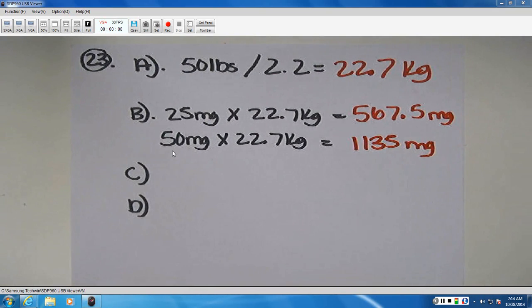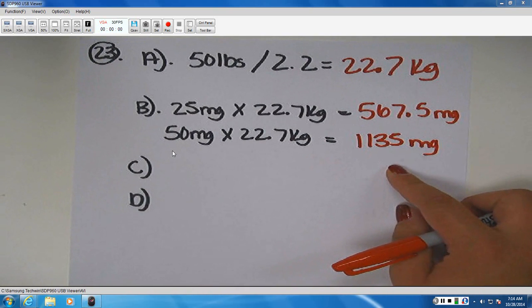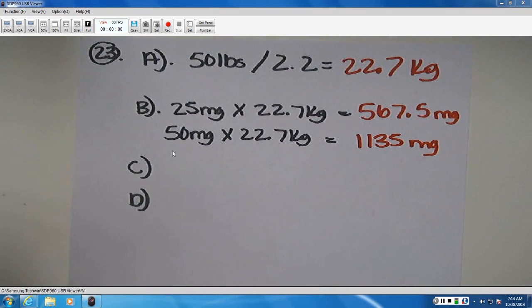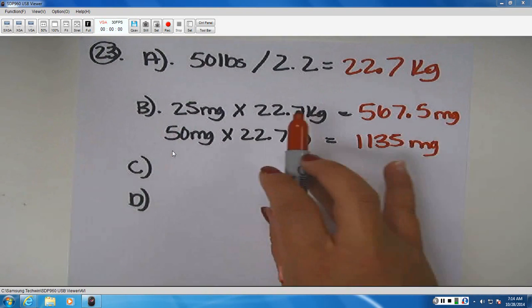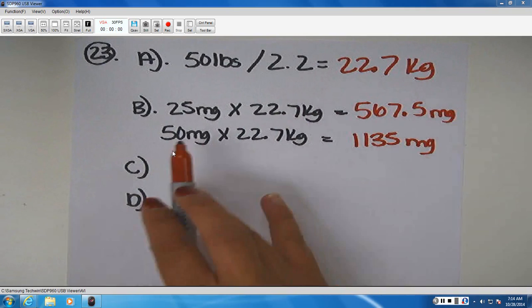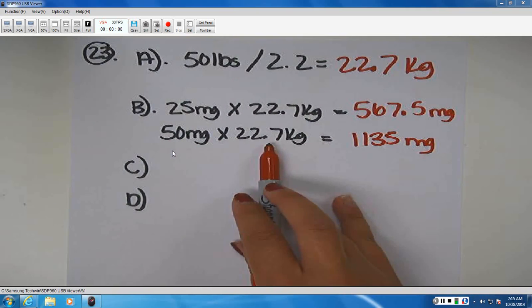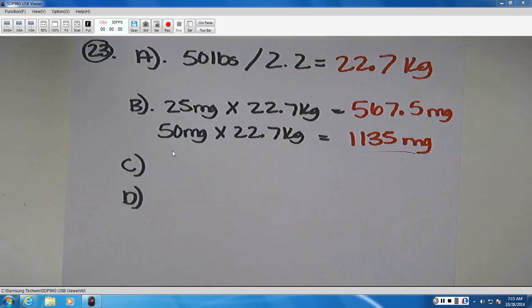So this is our range for a 24-hour period. Again, it says the recommended daily dosage for a child is 25 to 50 milligrams per kilogram per day. So 25 milligrams times their kilograms is this amount per day, and 50 milligrams times their kilograms is the top. This is the top end of the dosage for the day.